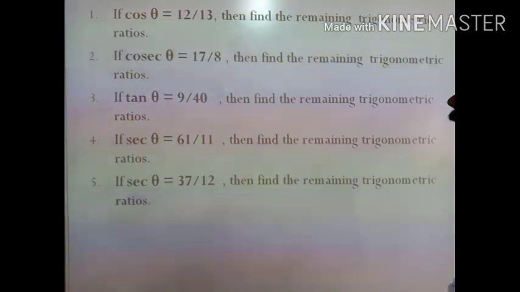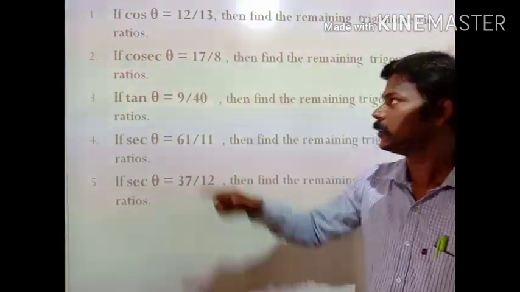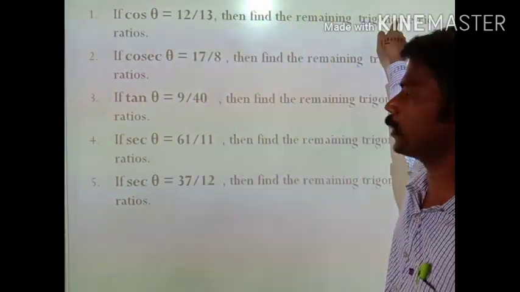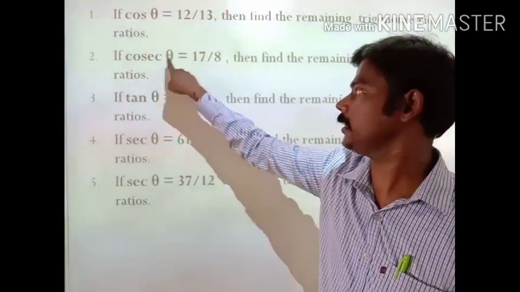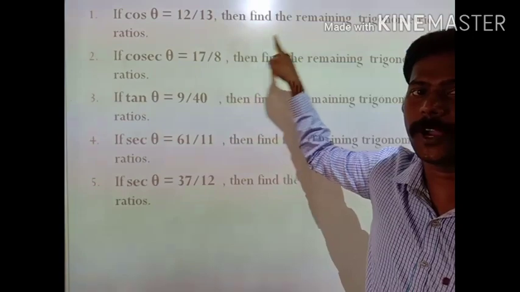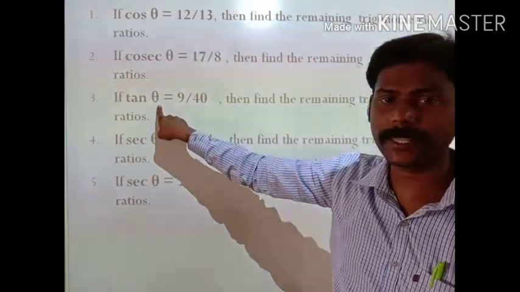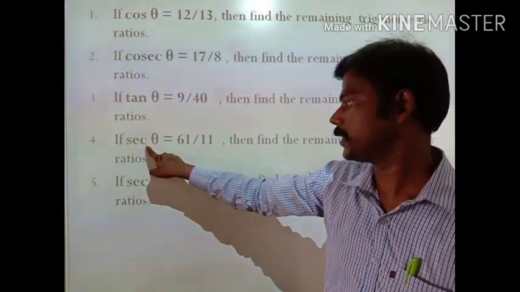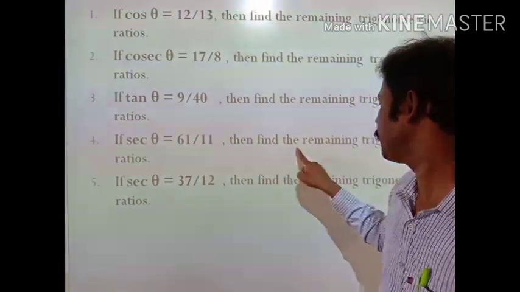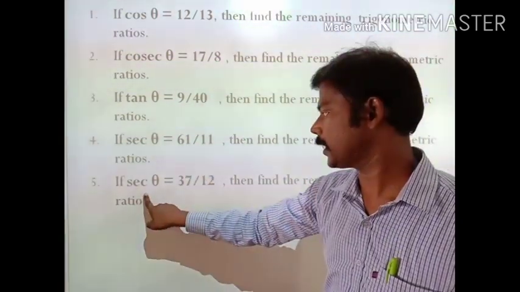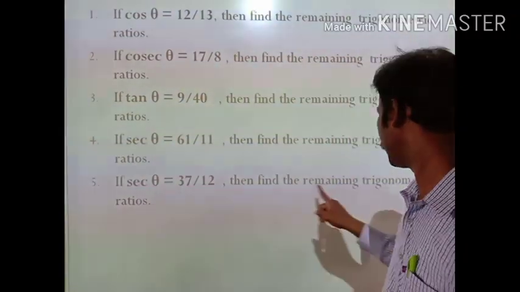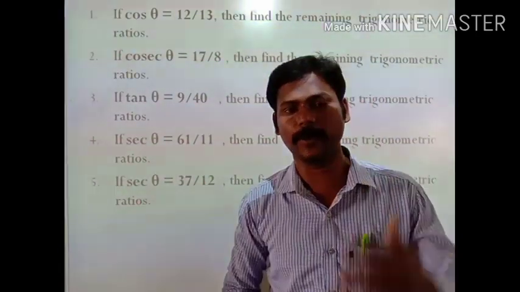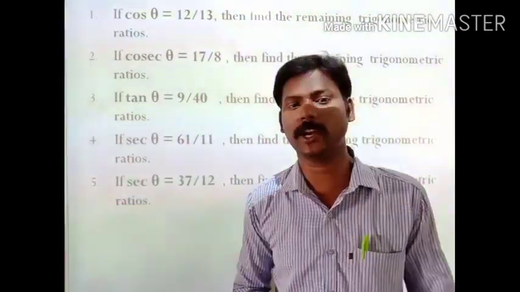If you observe the board, here I have given 5 problems for you. First problem: if cos theta equals 12 by 13, then find the remaining trigonometric ratios. If cosecant theta is equal to 17 by 8, then find the remaining trigonometric ratios. If tan theta equals 9 by 40, then find the remaining trigonometric ratios. If secant theta equals 61 by 11, then find the remaining trigonometric ratios. If secant theta equals 37 by 12, then find the remaining trigonometric ratios. So in these 5 problems, I have given one trigonometric ratio, and you can find the remaining trigonometric ratios.